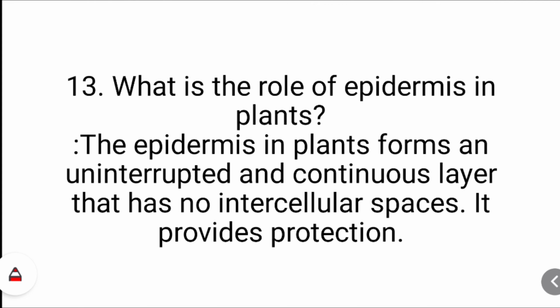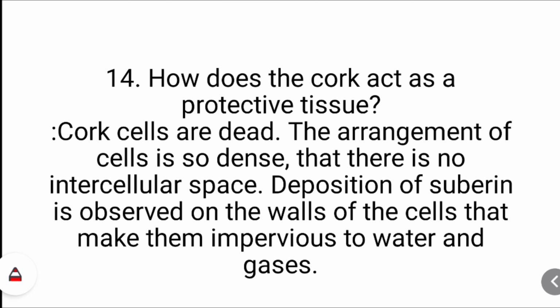Number 13: What is the role of epidermis in plants? The epidermis in plants forms an uninterrupted and continuous layer that has no intercellular space. It provides protection. Number 14: How does the cork act as a protective tissue? Cork cells are dead. The arrangement of cells is so dense that there is no intercellular space. Deposition of suberin is observed on the wall of the cells that makes them impervious to water and gases.